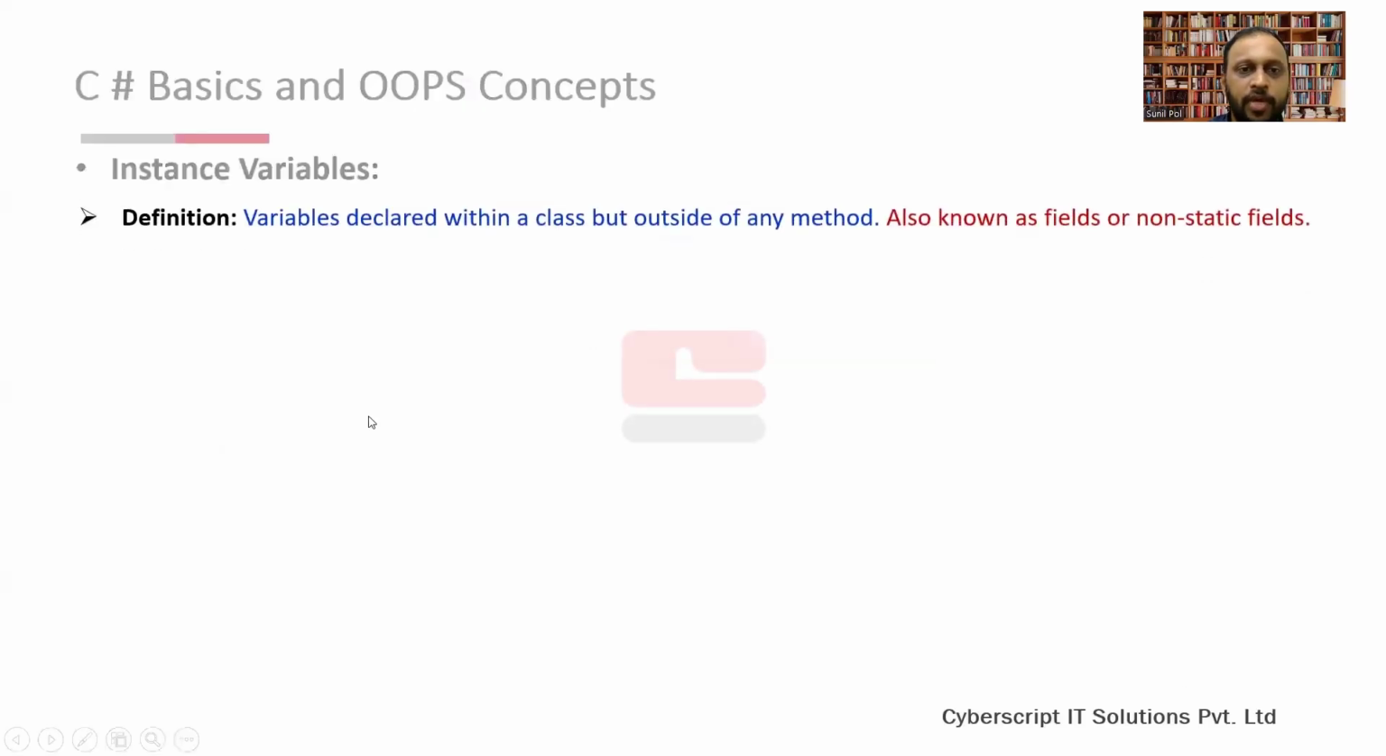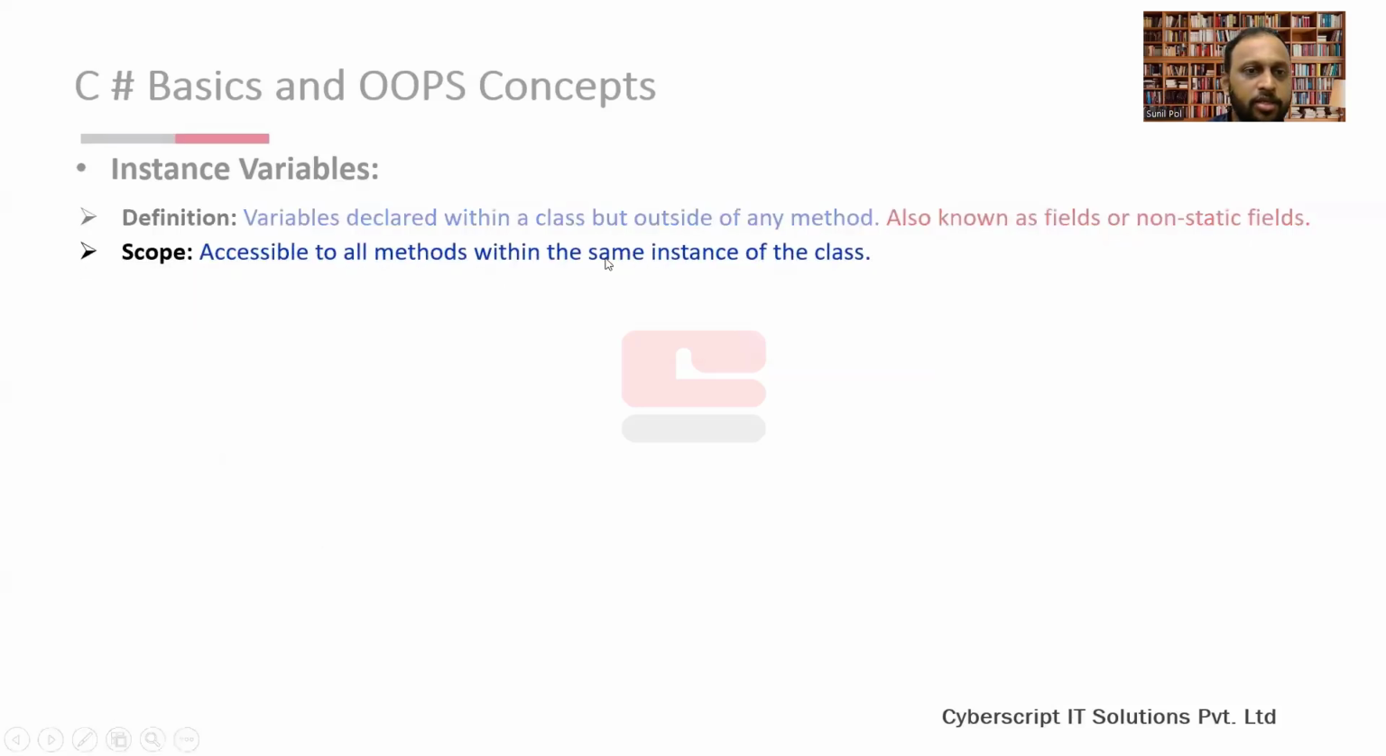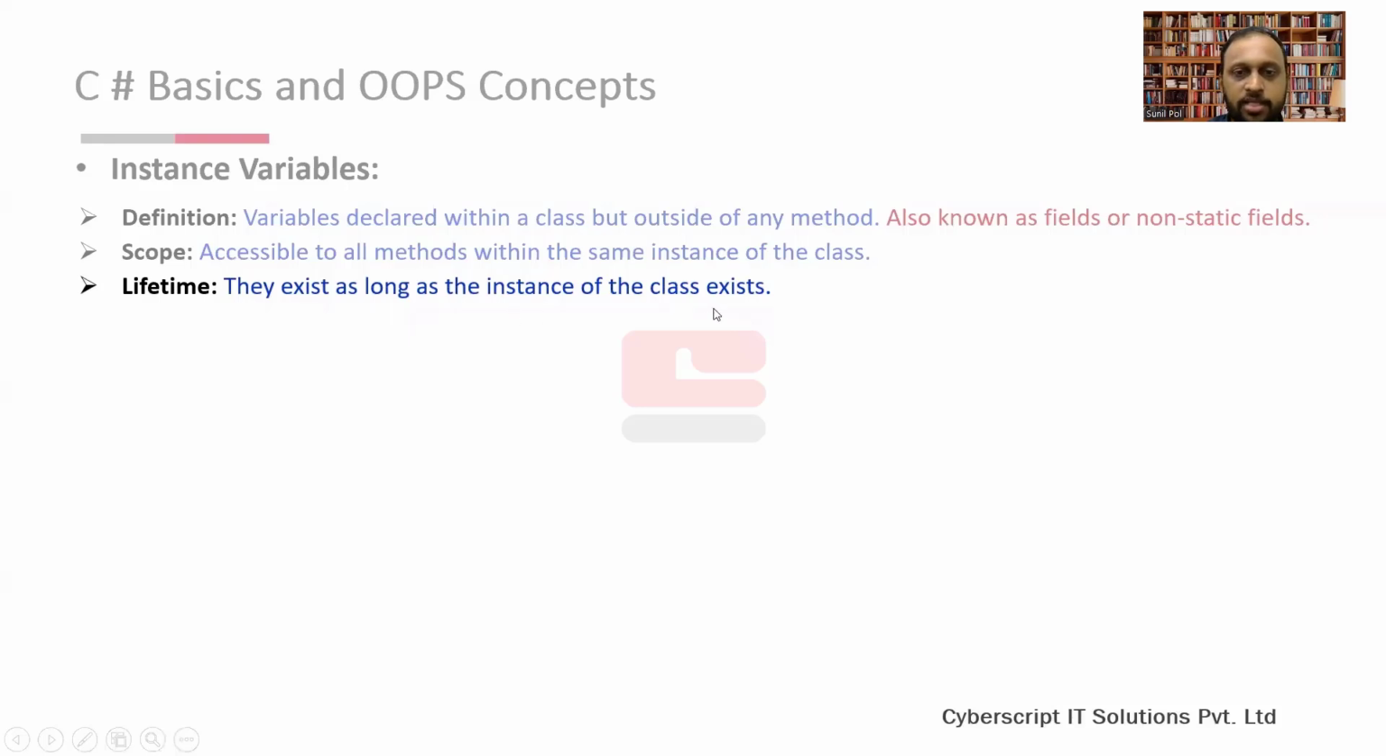Instance variables. Variables declared within a class but outside of any method, also known as fields or non-static fields. Scope. Accessible to all methods within the same instance of a class. So suppose in one class there are different methods, and if we are declaring any instance variables in that particular class, those variables would be available in each and every function declared in the same class. Lifetime. They exist as long as the instance of the class exists.